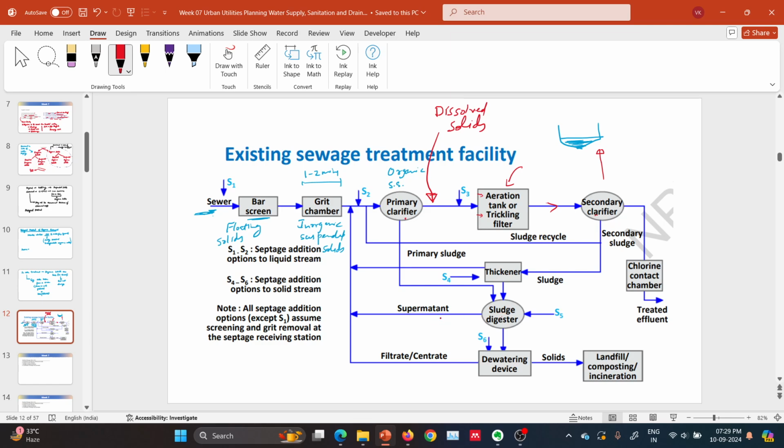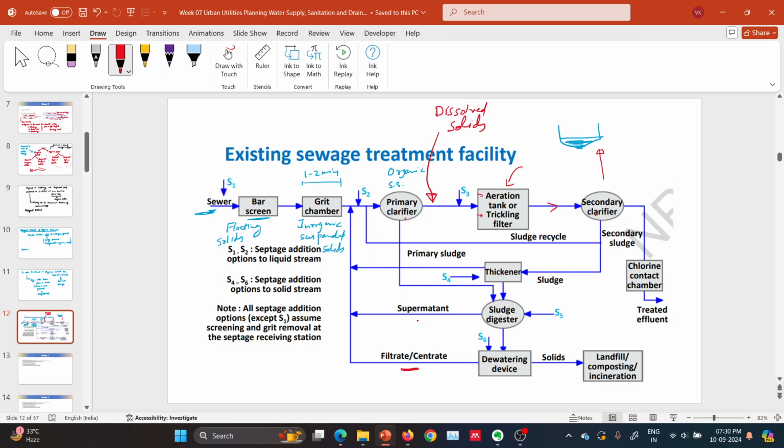The supernatant is the liquid which floats at the top of the sludge digester. That will also contain some COD and BOD, so it is recycled back for the treatment. And the digested sludge is called digestate, and this digestate is again dewatered. After dewatering, the concentrate or liquid produced will also contain some COD and BOD, so that is also recycled back for the treatment.